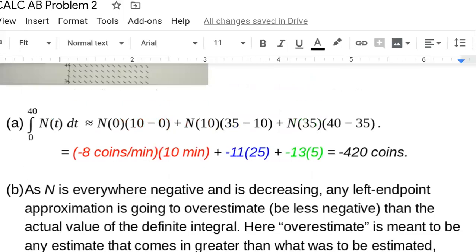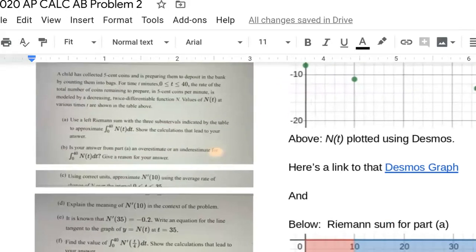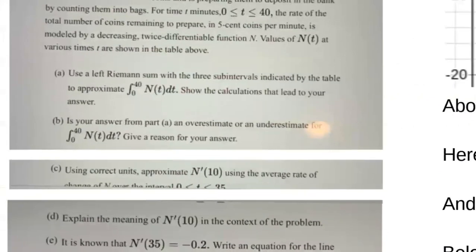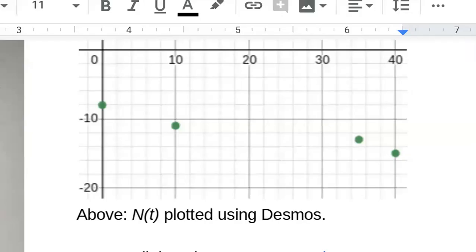So part C, part of it got chopped off here in the clip, but it says using correct units, approximate n prime of 10 using the average rate of change of n over the interval 0 to 35. Okay, so average rate of change, it's not the tangent line, that's going to be a secant line. And if I go back to the graph up here, it's going to be this line from 0 to 35 that connects these. We just have to find the slope of that segment. And what it's approximating is the tangent line slope here at 10. So I did that calculation down here.